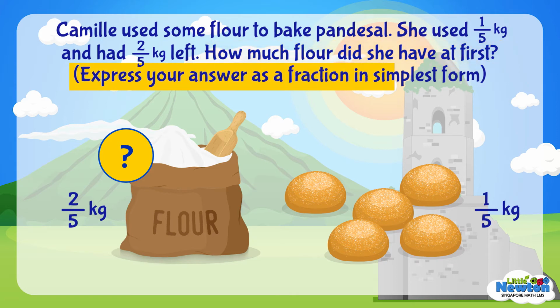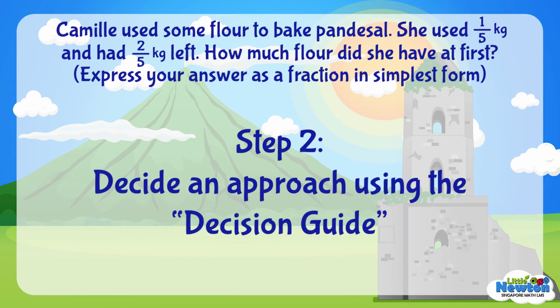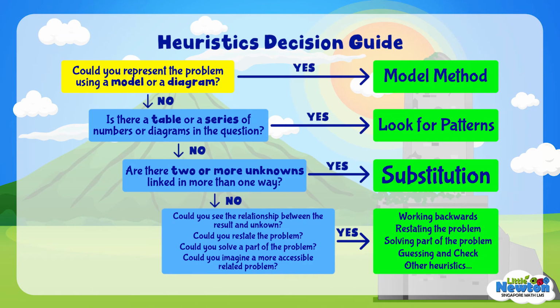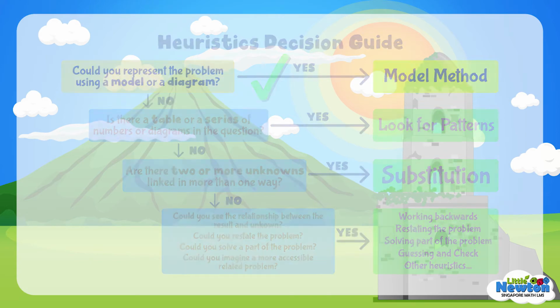Have you noticed that the question also asks you to express your answer as a fraction in the simplest form? It reminds you to simplify the fraction result. Alright, now that we've understood the question, let's move on to solve this word problem. Step number 2. Decide an approach using our decision guide. Could you represent the problem using a model or a diagram? If yes, then you can use the model method.